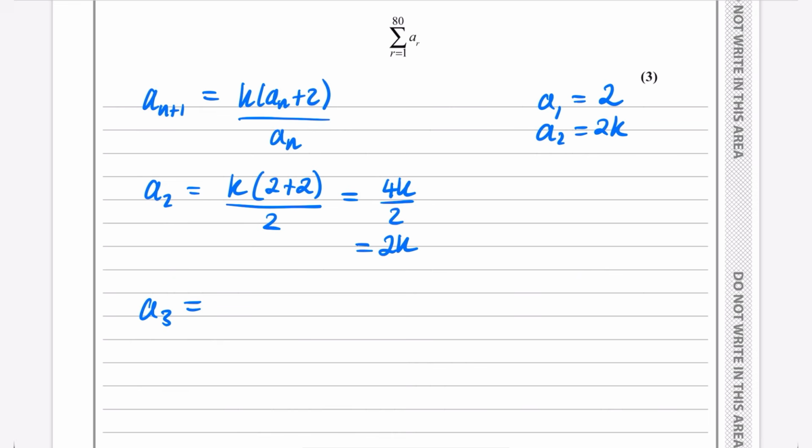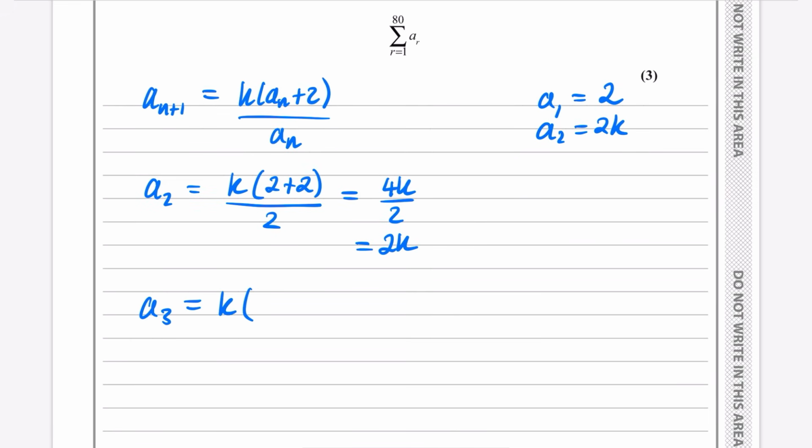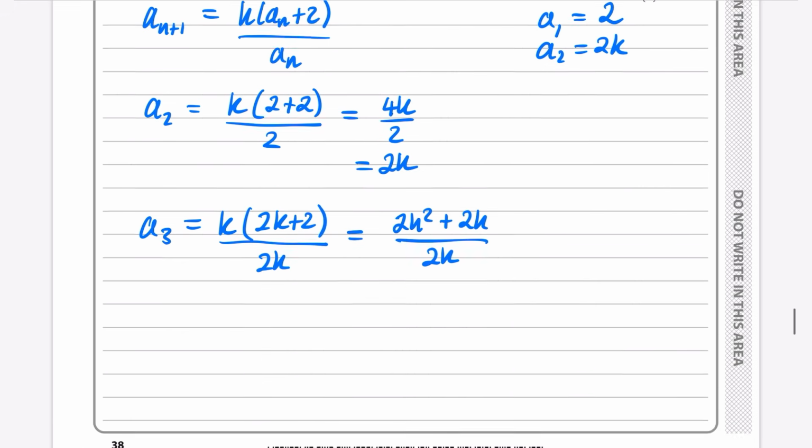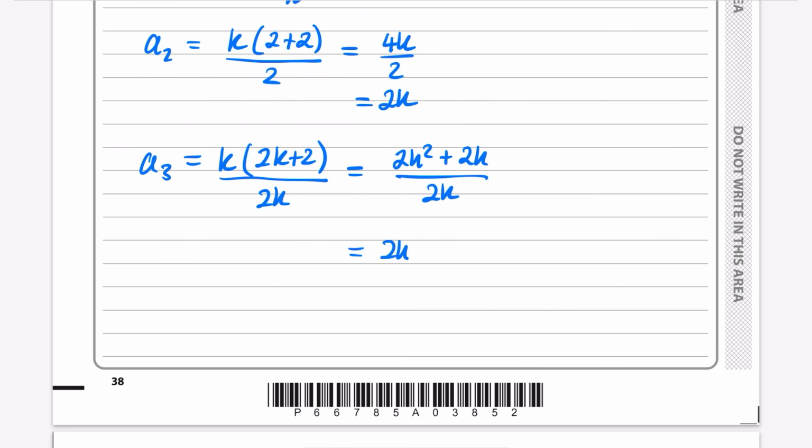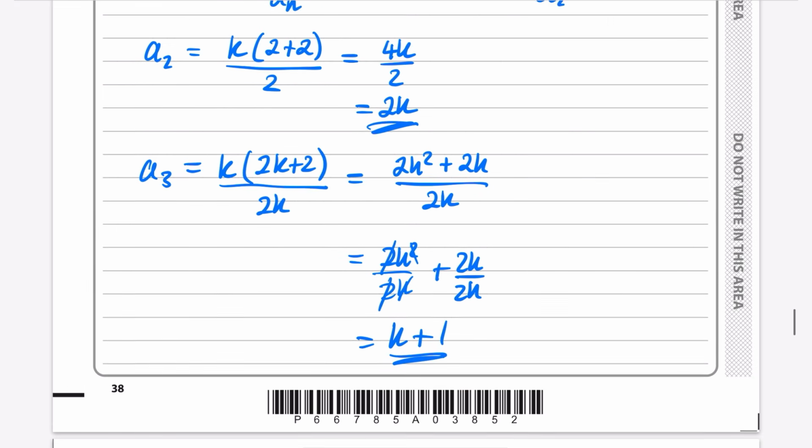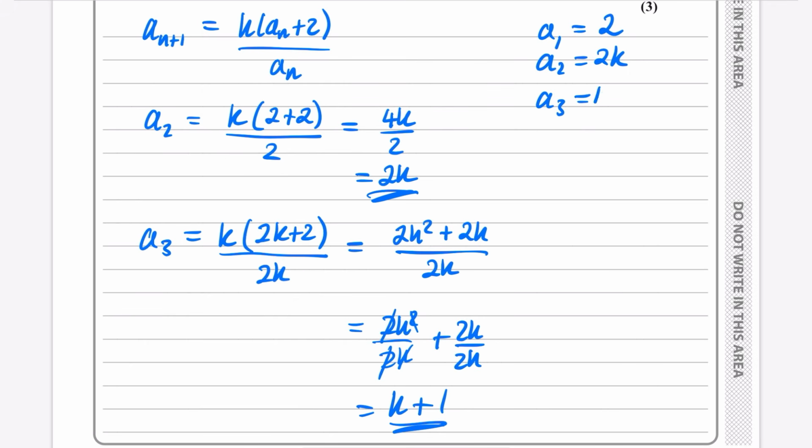That means, using this formula, you do k multiplied by the previous one, which is 2k plus 2, divided by the previous one, which is 2k. So that is 2k squared plus 2k divided by 2k. Now I can split that numerator up so that I get 2k squared over 2k plus 2k over 2k. 2k squared divided by 2k, the 2's cancel and the k cancels with that, so you get k plus 1. So I've now got that a3 is equal to k plus 1.